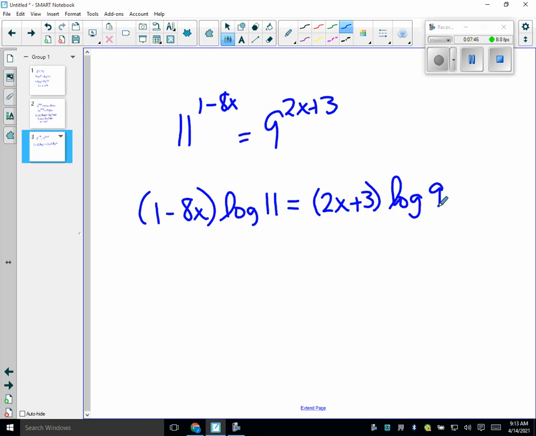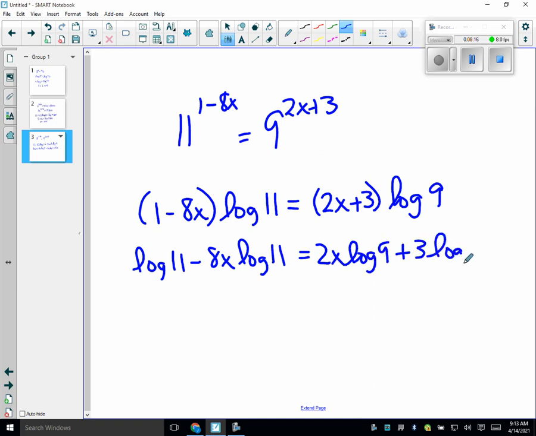Okay. The only thing I know to do here is to get rid of my parentheses. So when I distribute this, don't I have log 11 minus 8x log 11? You agree? Equals 2x log 9 plus 3 log 9. Oh, it's a plus 13. No, it's plus 3, not a minus 13. Yes.